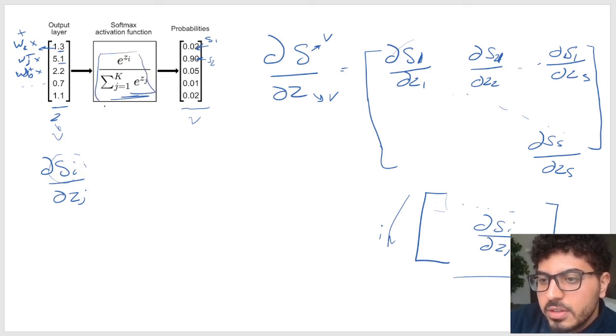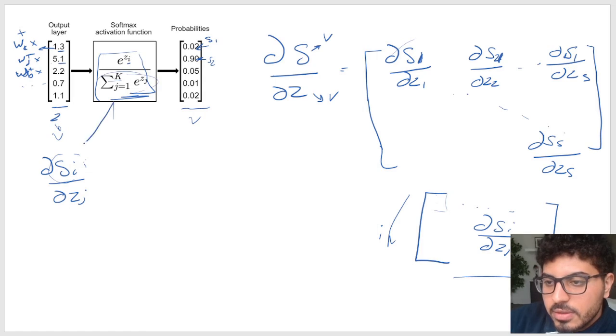Because what Si here is doing is taking Zi, exponentiating it, and dividing it by the denominator. So Si is this equation up here. It's to calculate S1, S2, S3, and S4. It's basically calculating Si. So Si is this equation.